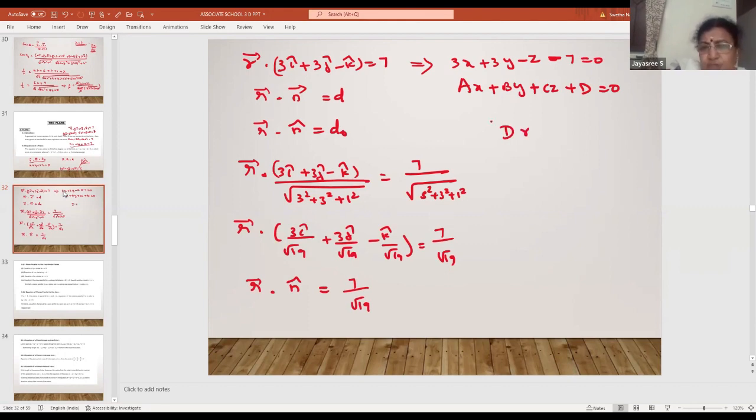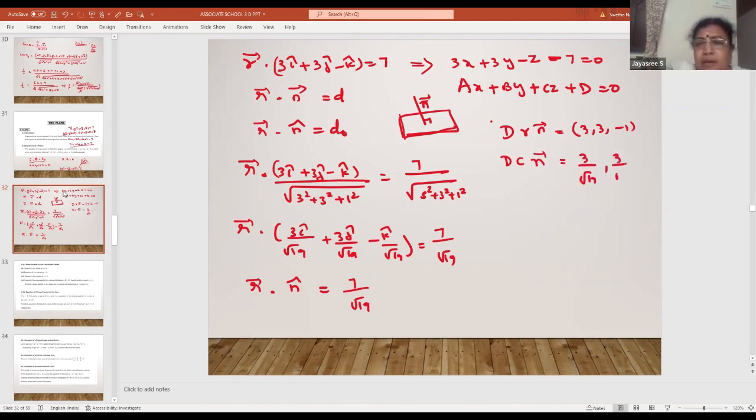First question, what is the direction ratio? Which is nothing but the direction ratio of the normal. We have to make them write it so that they register that the vector perpendicular to the plane is a normal. So the direction ratio of the normal is 3, 3, minus 1. Second question, the direction cosine of the normal vector is 3 by root 19, 3 by root 19, minus 1 by root 19. And the third question is n cap.